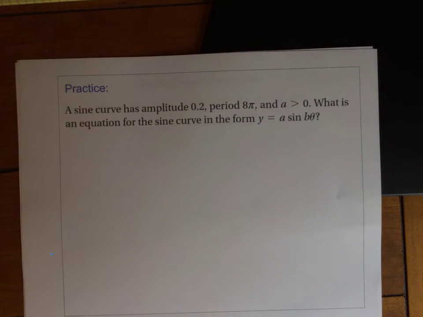So it gives you similar information you had before. You have an amplitude of 0.2. Your period is 8 pi. So remember, that's how you're going to divide your graph into 4 sections, and it's not reflected. So go ahead and pause this slide, and then when we come back, we'll do it together.